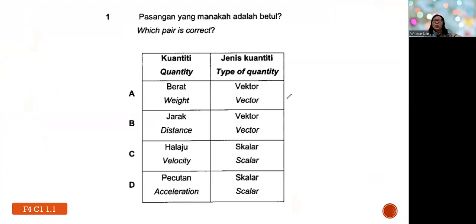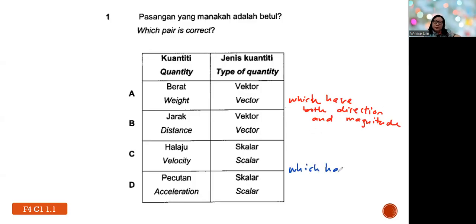So vector quantity is a quantity which has both direction and magnitude. Whereas what is a scalar quantity? Scalar quantity is a quantity which has magnitude only. This means direction is not really involved in this scalar quantity.